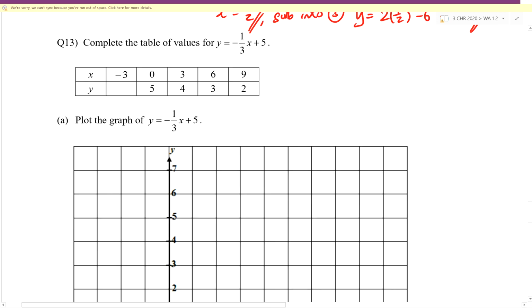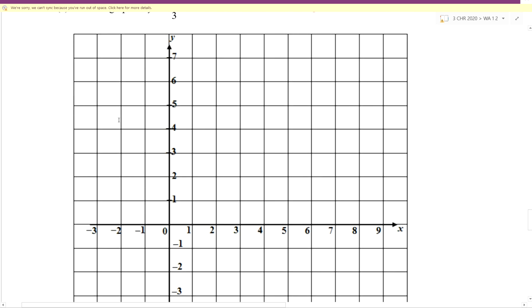And now for question 13, we need to complete the table of values, so we need to find this value. To do so, every time we see the x, we change it with a bracket. So y equals negative 1/3, I see an x, put a bracket, then plus 5. Now the value of x is negative 3. So key exactly this into your calculator and we'll see that this gives us 6. So plot the graph. When x is negative 3, y is 6. Negative 3, 6; 0, 5; 3, 4; 6, 3; 9, 2. So you join the points with a straight line.